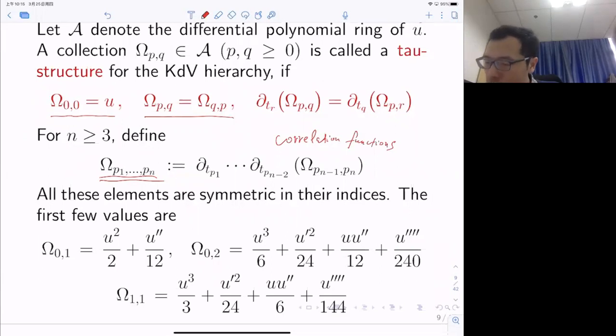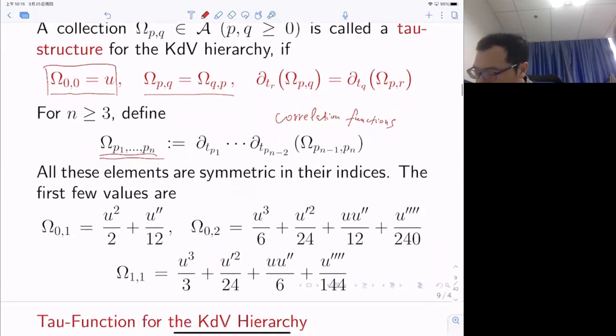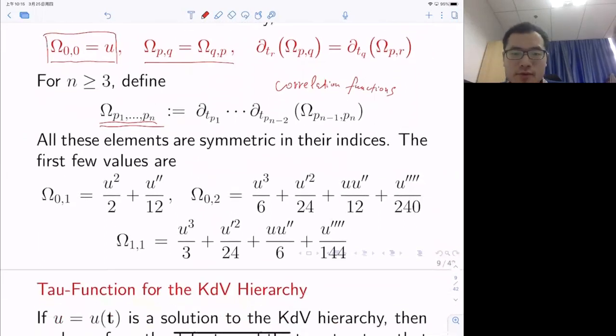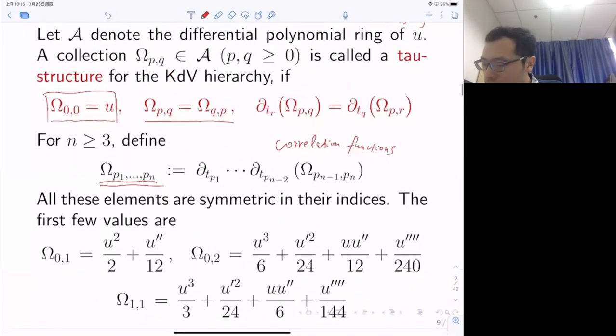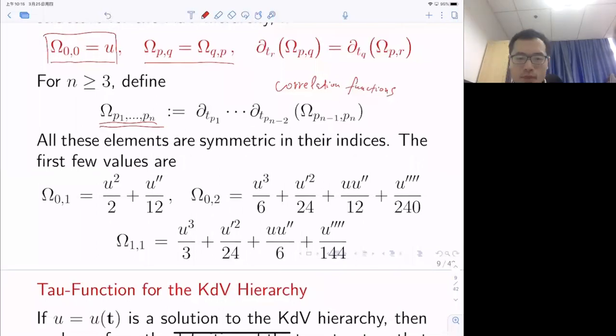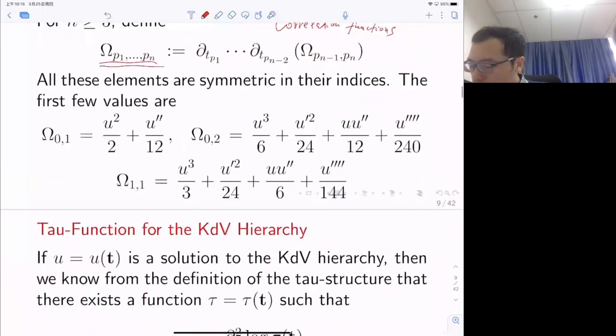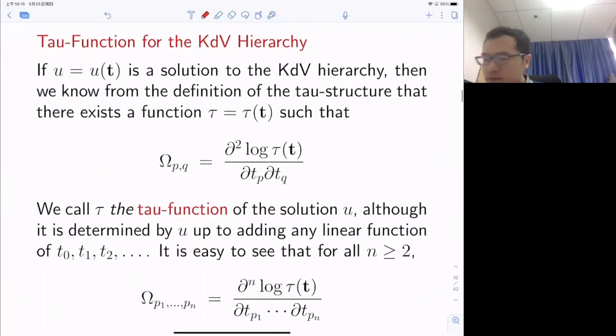So of course, the first one, omega 00, is just u, and the next ones you can solve just using the definition of the KdV hierarchy. It's easy to find the first few. Okay, so the next idea is about the tau function.